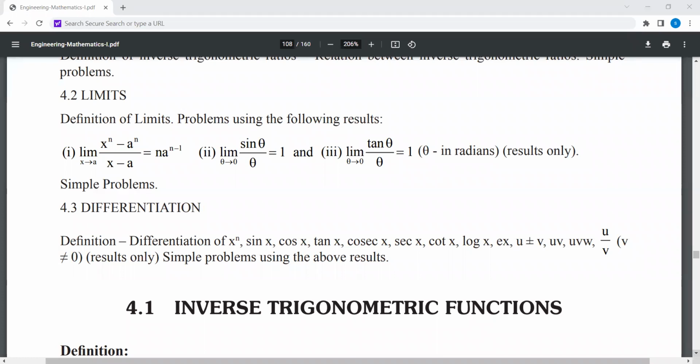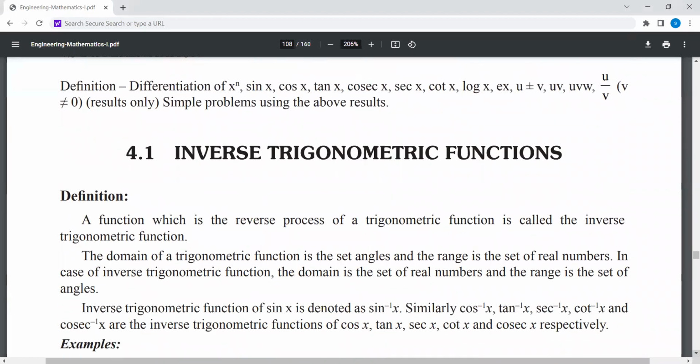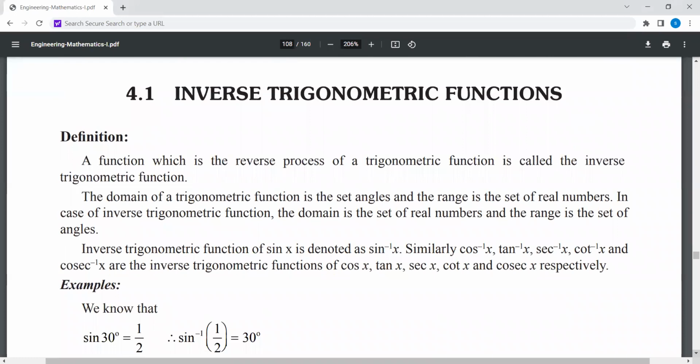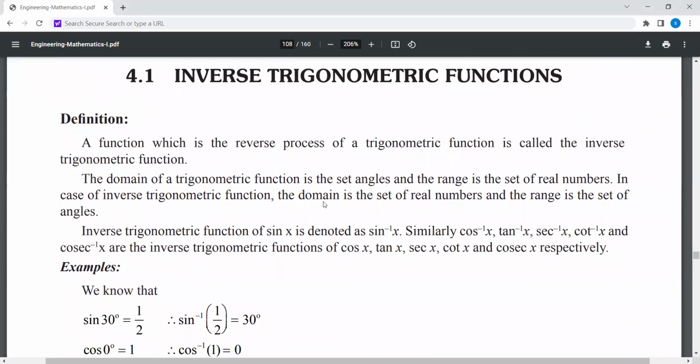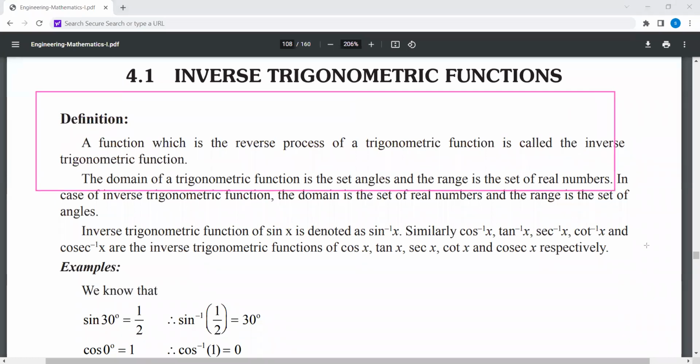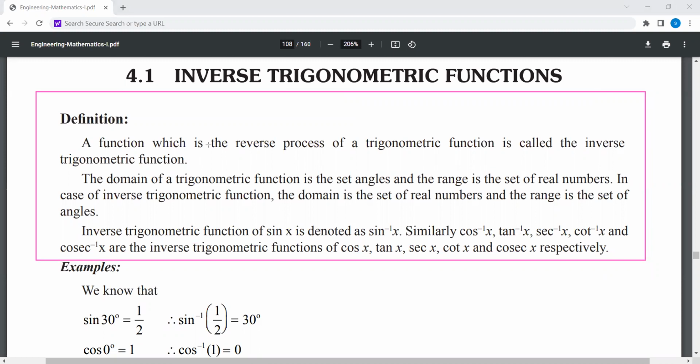4.1 Inverse trigonometric functions. Definitions of inverse trigonometric functions. A function which is the reverse process of a trigonometric function is the inverse trigonometric function. Here one example is given.